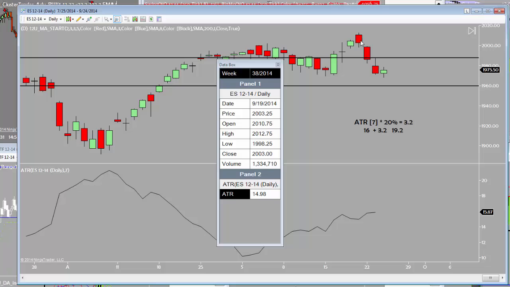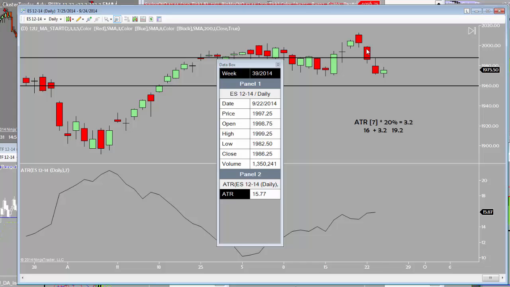Okay? So right here, our average true range was 15. 15 times 20% is 3. 15 plus 3 is 18. Then we come in and we take the high, 1999, minus the 18. That puts us at 1980. The low of the day, 1982.50.